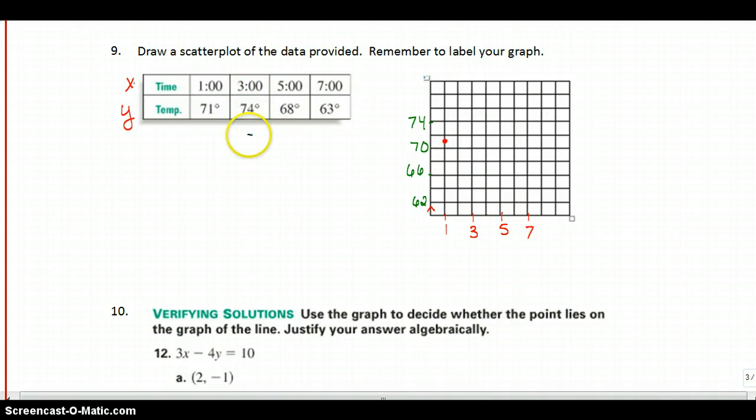3 and 74. 5 and 68. 7 and 63. Okay, this gives me a much better representation of what happens to the temperature over time. So the temperature increases from 1 o'clock to 3 o'clock, and then from 3 to 7, it decreases rather drastically.